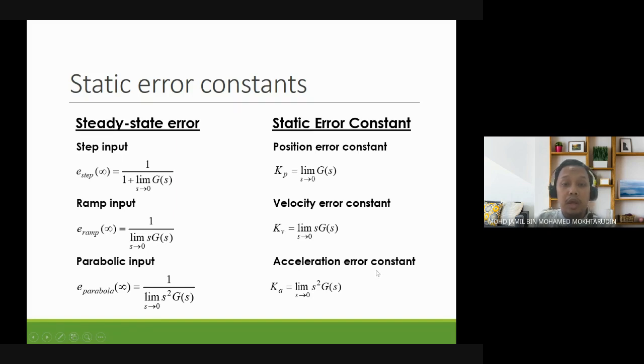Okay, so now you have 6 additional formulas that you need to know, okay? You have the steady state error for each of these inputs, and you have the static error constant, depending on the limit that you use to calculate the steady state error.